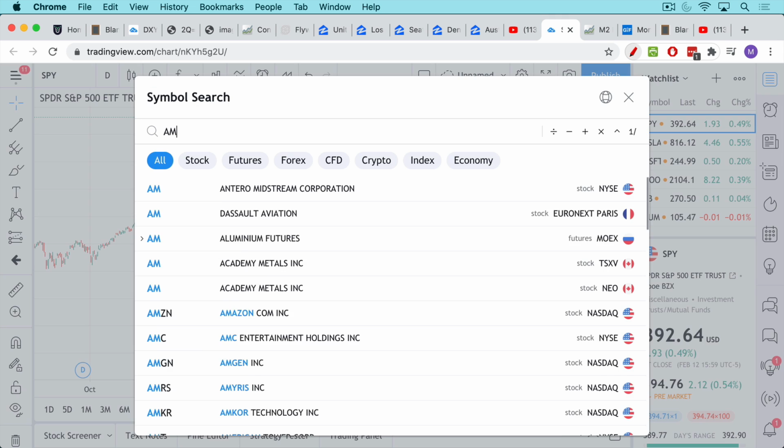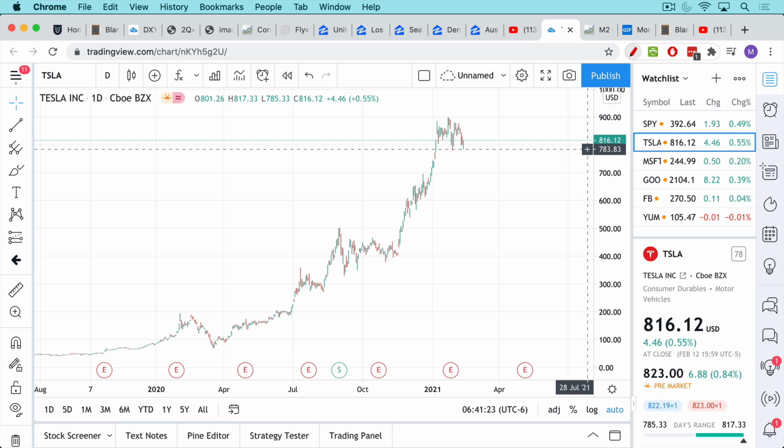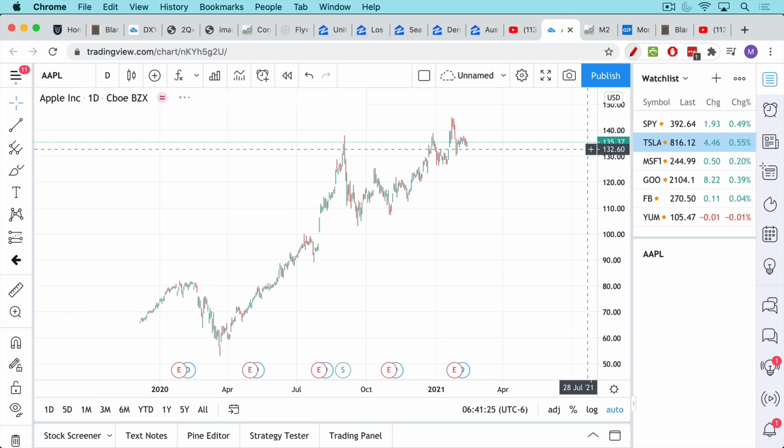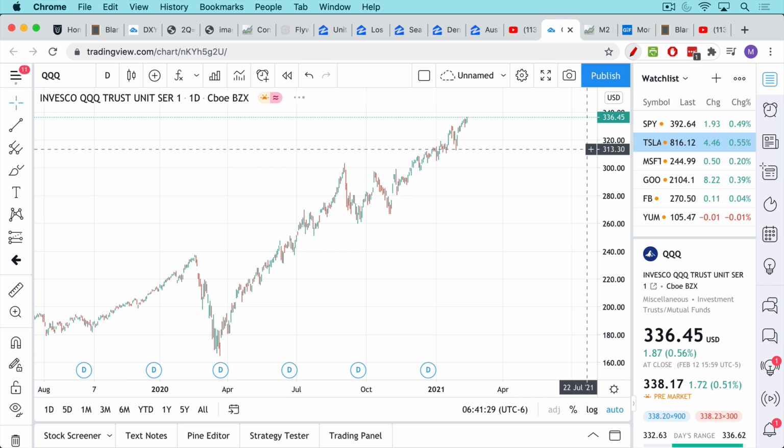So whatever it is you want to purchase, if you wanted to buy Amazon, if you wanted to buy Tesla, if you wanted to buy Apple, all of these have become more expensive. Obviously, a basket of them, the QQQs, has become more expensive. And this gives the lie to what the CPI index says.